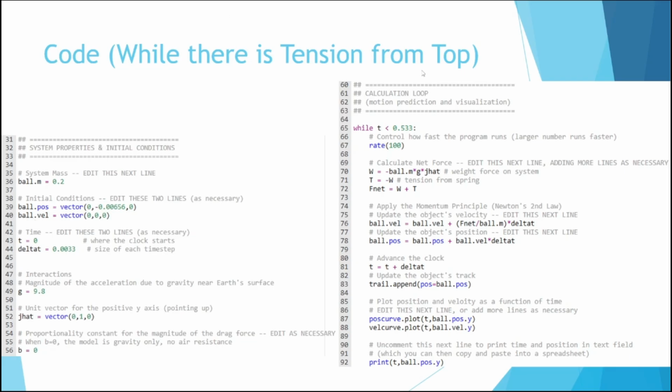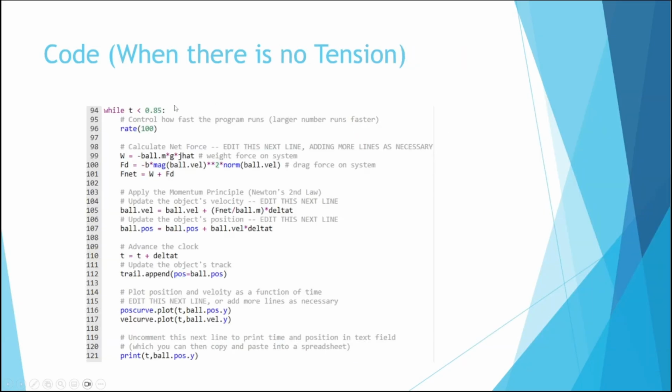There was also the first calculation loop, which accounted for the fact that there was still tension from the top of the spring, as seen here, where the net force was the weight force plus the tension from the top of the spring, and it modeled the velocity and position changes over the change in time. Then in the next loop, we had the net force being just the weight force and the drag force, and then did the same thing with the velocity update and position update to measure it over time.